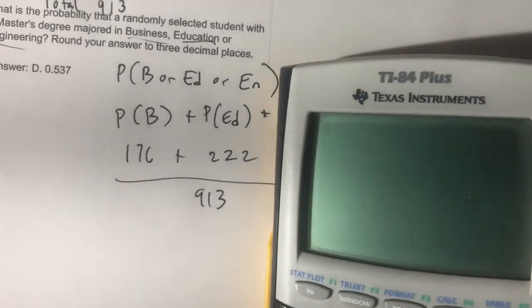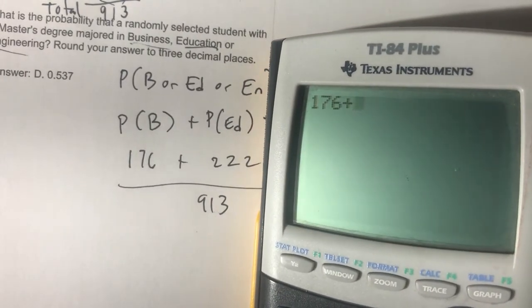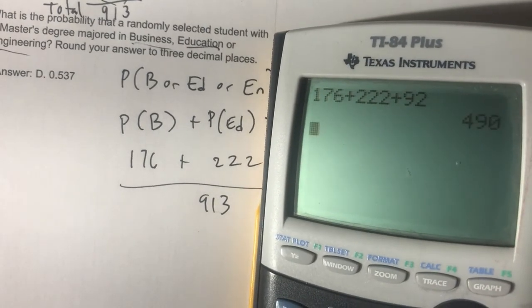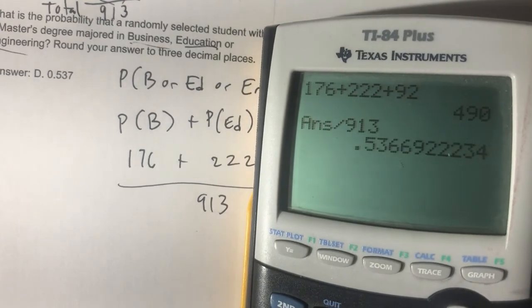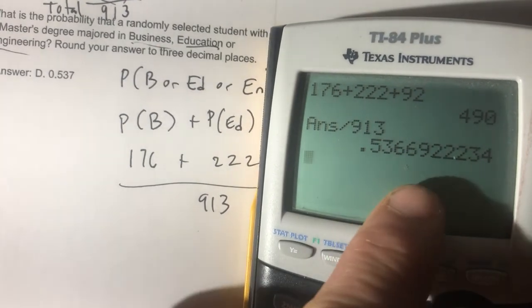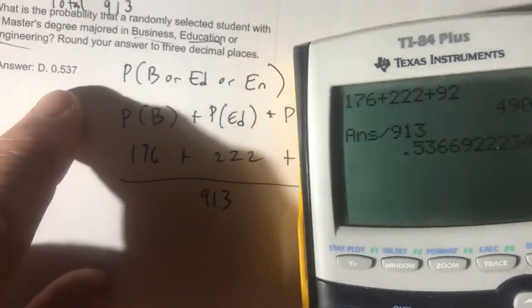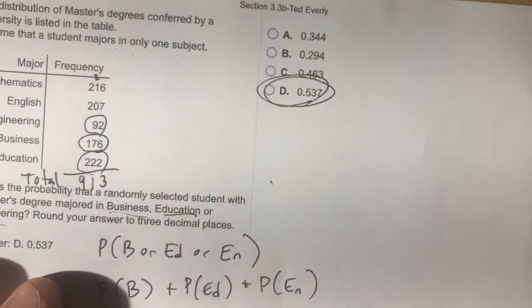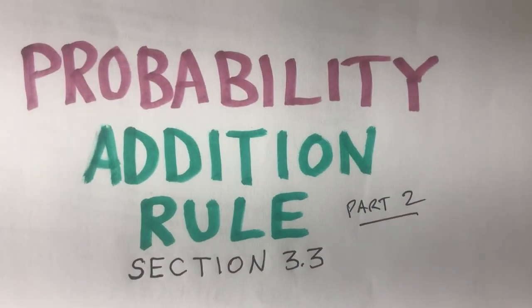So let's do it. 176 plus 222 plus 92. 490, and I divide that by 913. 0.5366. This 6 here makes that 6 go up to a 7. So 0.537, and there's my answer right there. So we're in good shape. 0.537 right there.